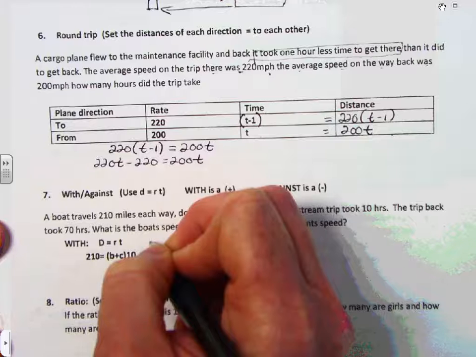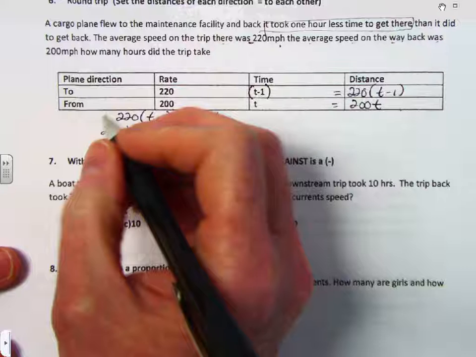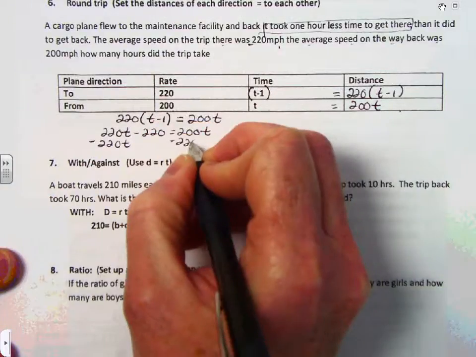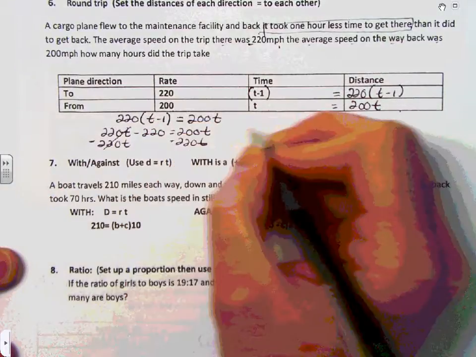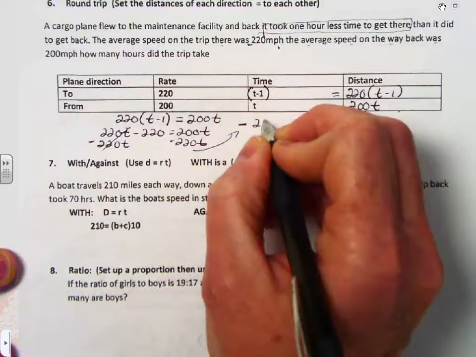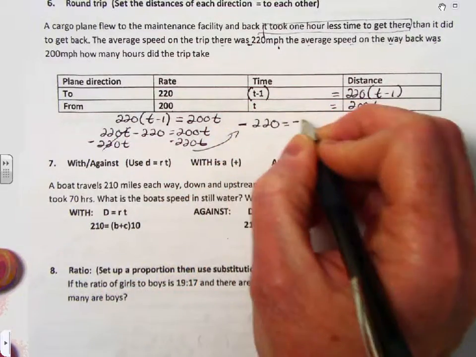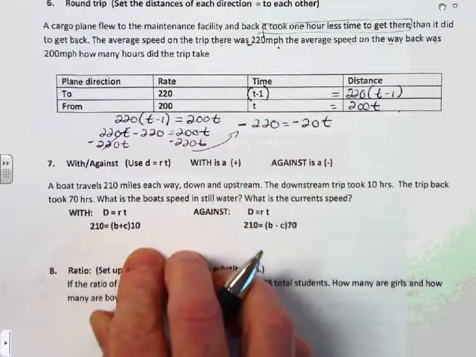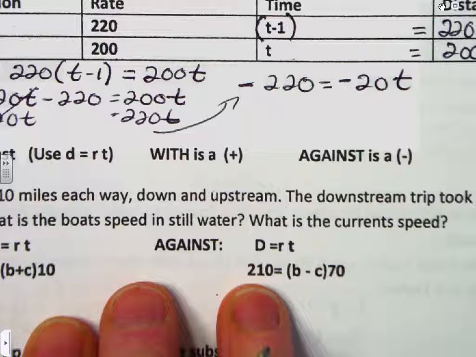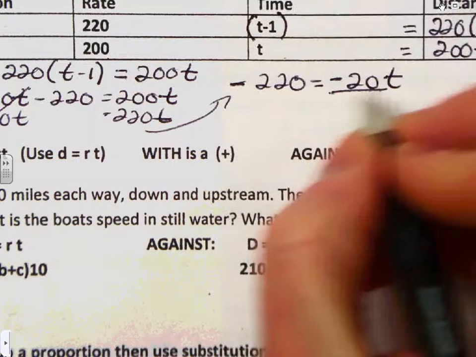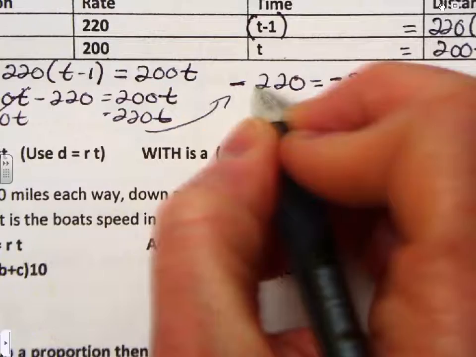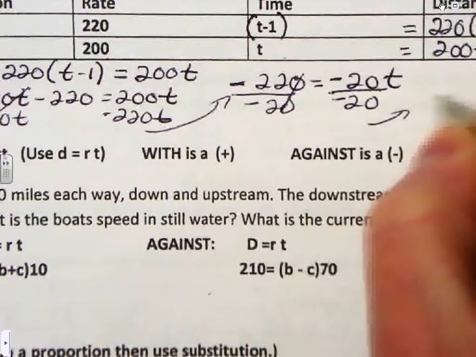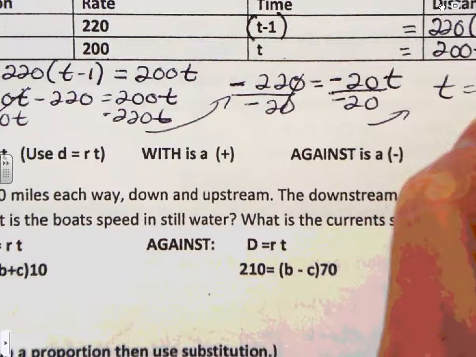Probably subtract 220 from both sides, do you feel? Okay. So I get a negative 220 is equal to a negative 20t. Still working on getting that t by itself. Got to divide, right? So if I divide both sides by the negative 20, it should be a positive answer. So I get that t is equal to 11.